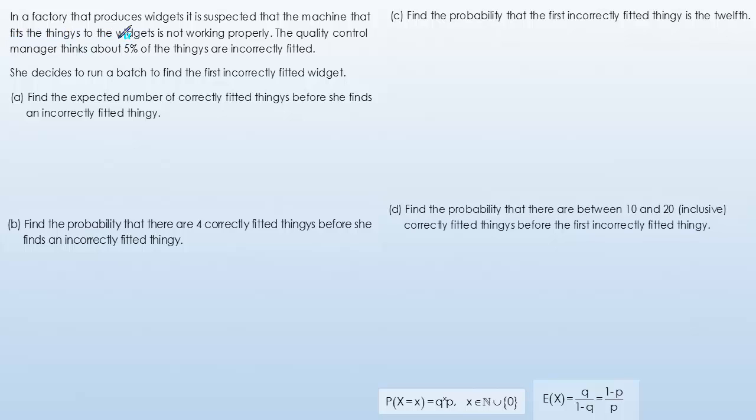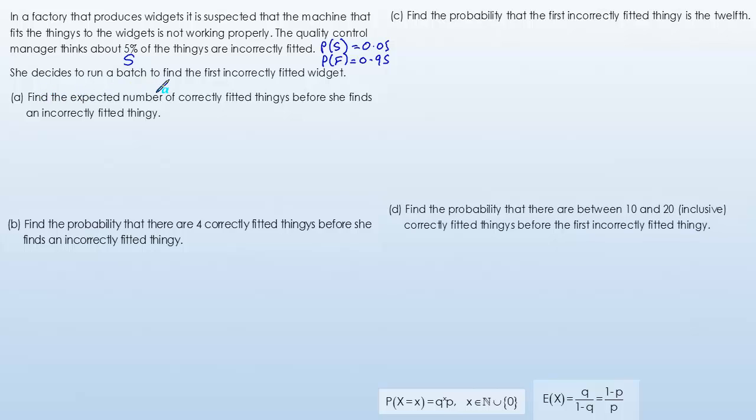In a factory that produces widgets, it is suspected that the machine that fits the thingies to the widgets is not working properly. The quality control manager thinks about 5% of the thingies are incorrectly fitted. Now we're going to call that a success, this 5%. And that means that for us the probability of success is 0.05, which means the probability of failure is 0.95.